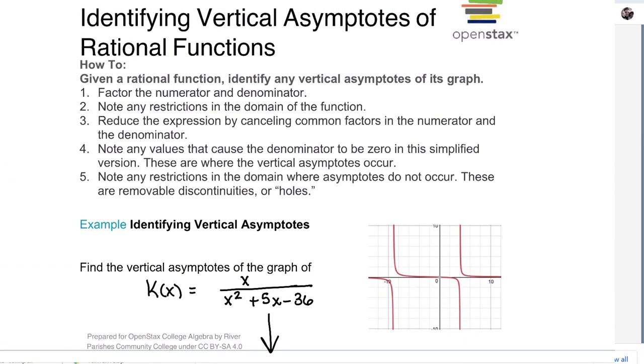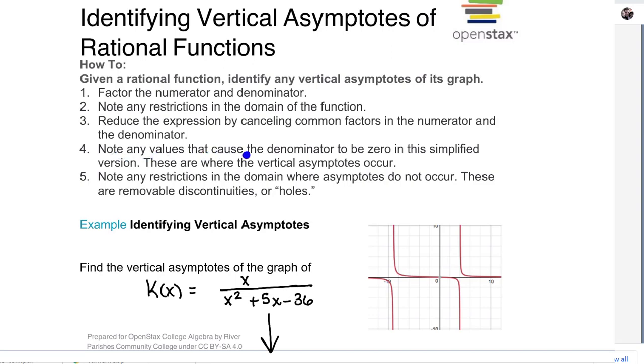Alright, so let's identify vertical asymptotes. To identify vertical asymptotes, it's similar to how we start off with finding the domain. First, you're going to factor the numerator and the denominator and note any restrictions in the domain of the function. Then you're going to reduce the expression by canceling common factors in the numerator and the denominator. Make sure that if there's anything common in the numerator with anything in the denominator, once it's been factored, you cancel it out and make note of it.